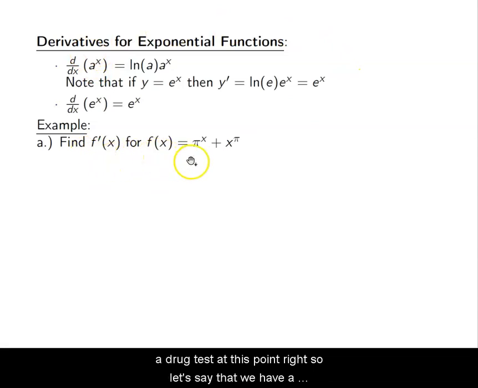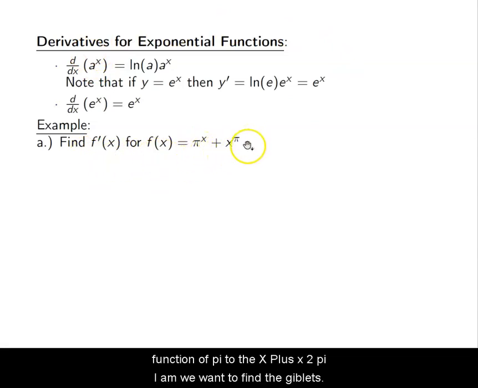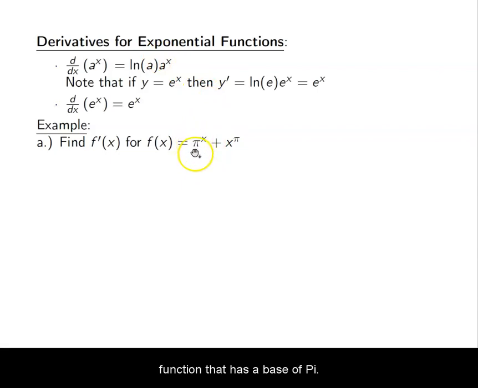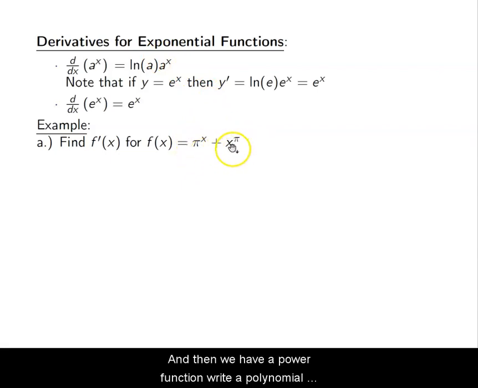So let's say that we have a function of pi to the x plus x to the pi, and we want to find the derivative here. So first and foremost, we have to understand that these are not 2 exponential functions. We have one exponential function that has a base of pi, and then we have a power function, a polynomial, because its base is x, and it's x being raised to the pi power. I know they look similar, but it's important to understand which one's an exponential function and which one is a power function. So when we take the derivative, this first term we'll use our new rule for, and the second term we'll use the rule from the previous section for polynomials.